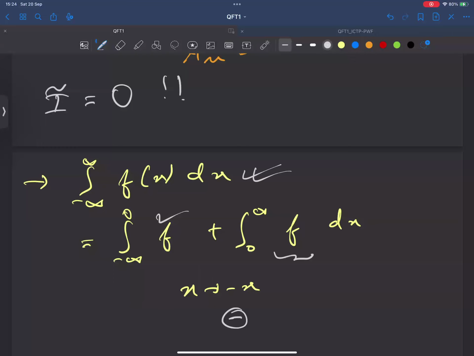So the actual question to ask here is, is the relabeling independently correct? And the answer is yes, because these are independent integrals.